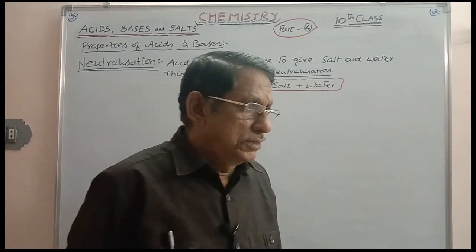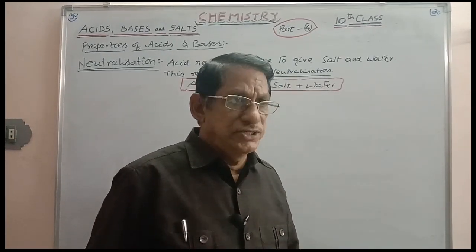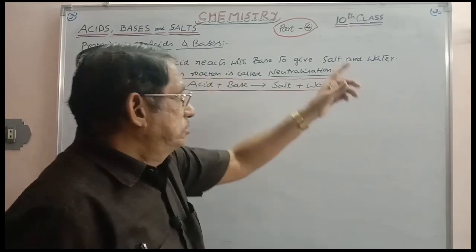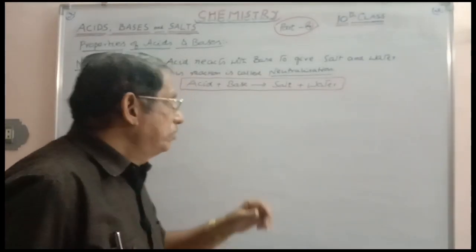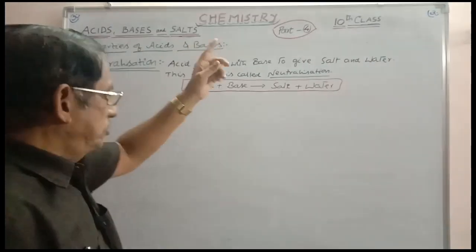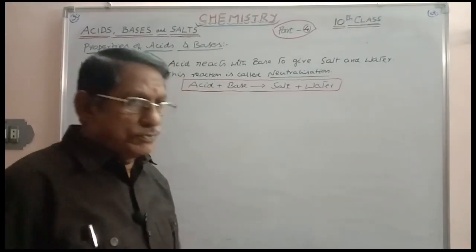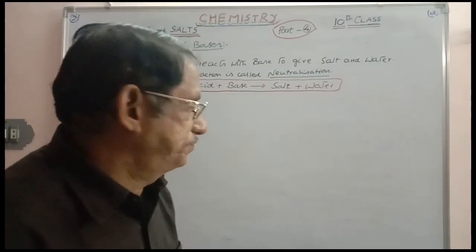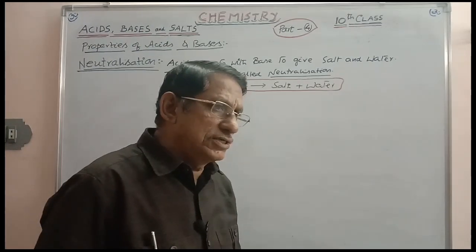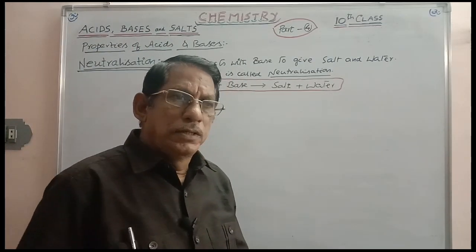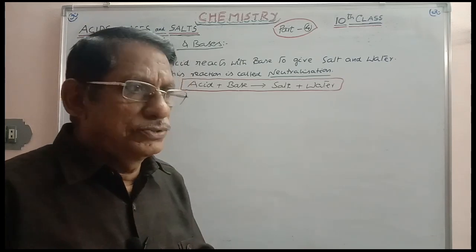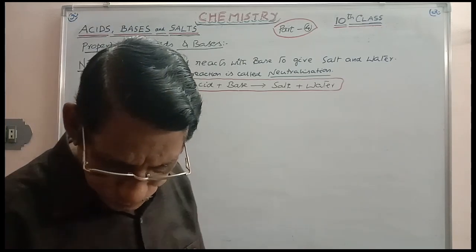Today we are going to discuss neutralization as part number 4 of acids, bases and salts. Another property we are going to discuss is neutralization, and in this you can also study, up to some extent, types of salts, and also you can do the experiment for neutralization.